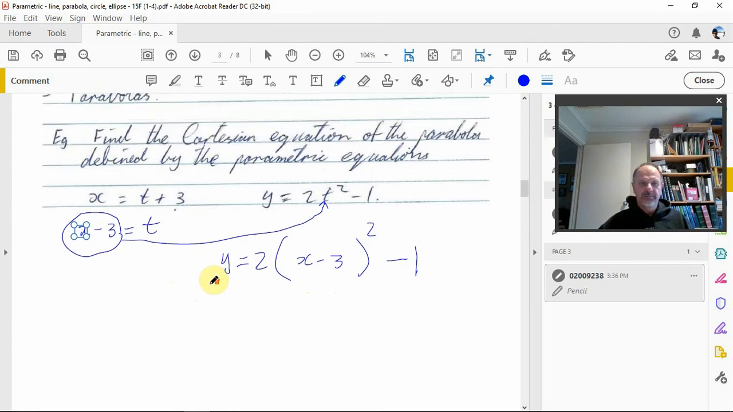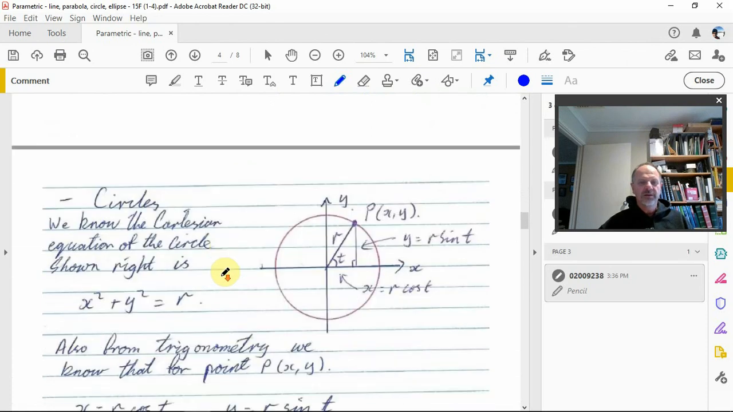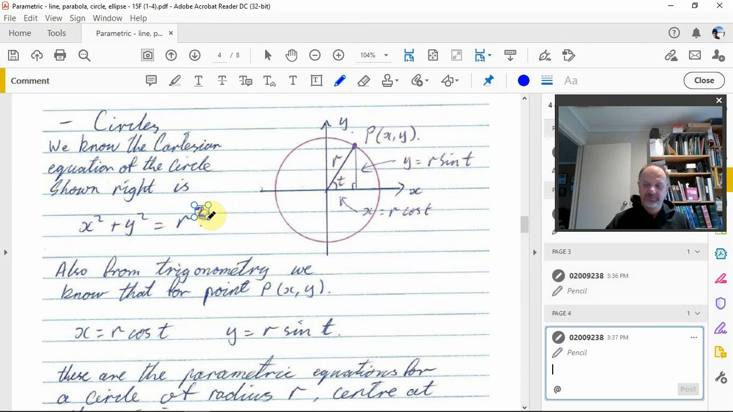Okay, so there's parabolas. Circles, so here we go with the circle. So what do we know? Here's a circle, nice circle here. Radius r, center at the origin. And here's a point on that circle. We know that the equation of this circle is x squared plus y squared equals r squared, it should say, not r, r squared. I'm going to fix that up in my notes.